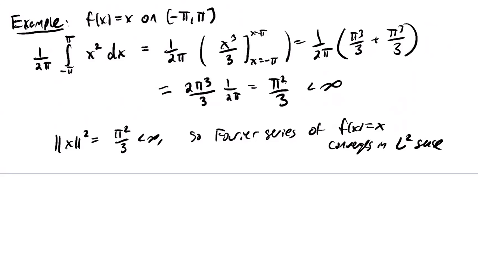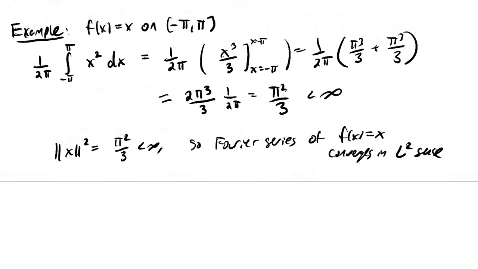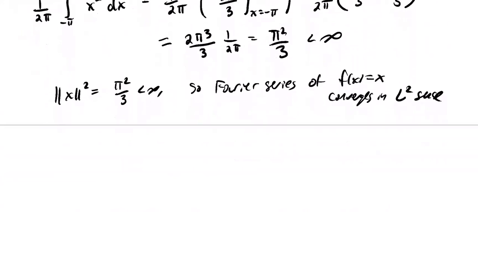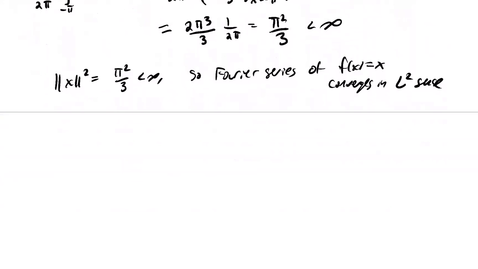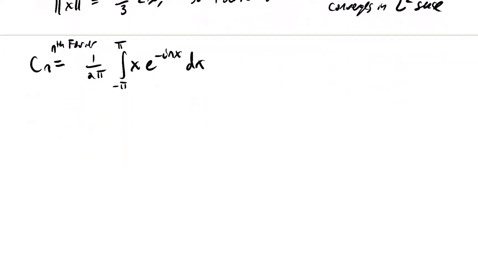Right, and so let's actually try to calculate what the Fourier coefficients are for this function. I think we did similar calculations for this function in previous lectures, but I don't think we did the complex Fourier coefficients, so let's just do these quickly. I'm going to let Cn be the nth Fourier coefficient. So this is 1 over 2 pi times the integral from minus pi to pi of x times e to the minus inx dx. We're going to have to integrate by parts. Let's first consider the n equals 0 case.